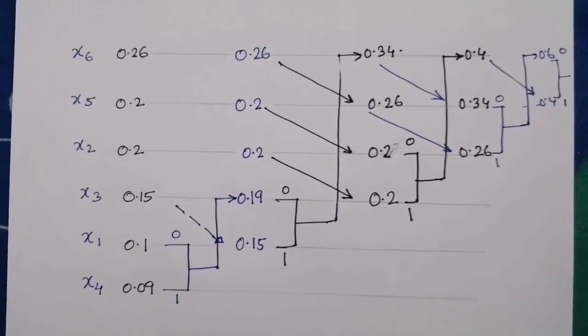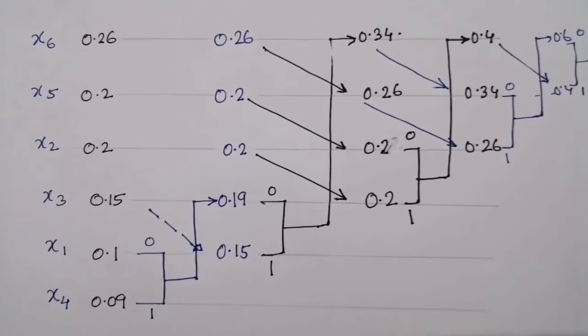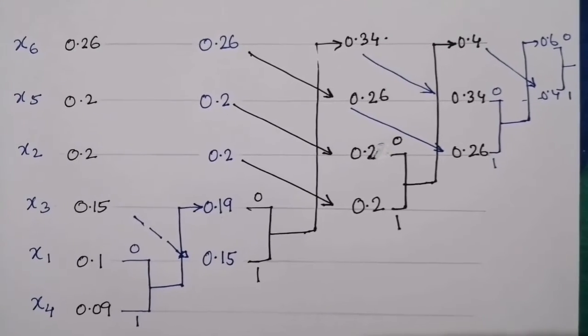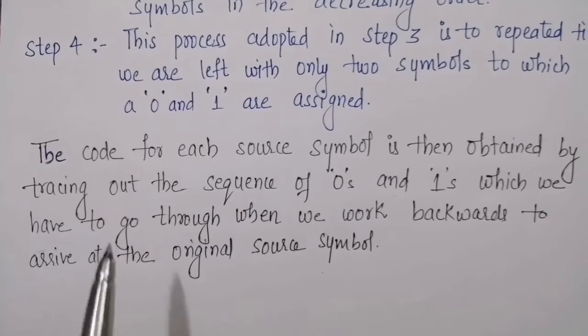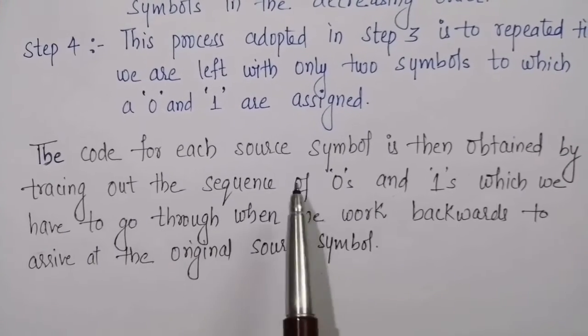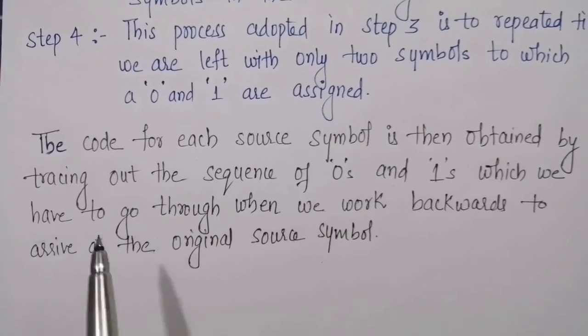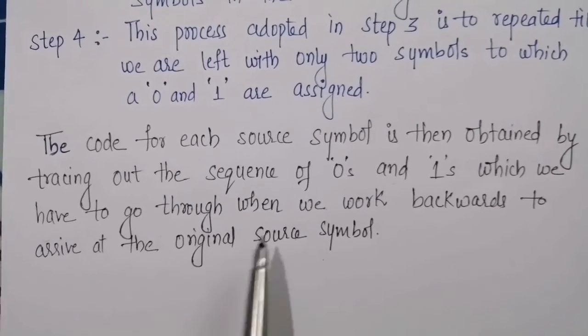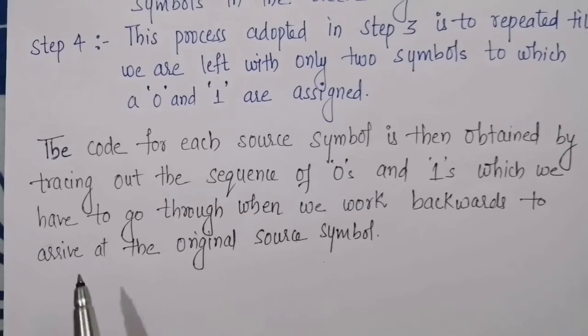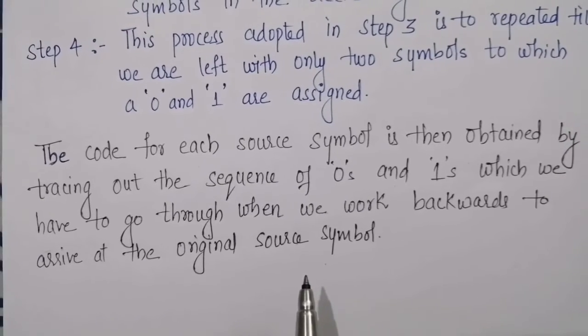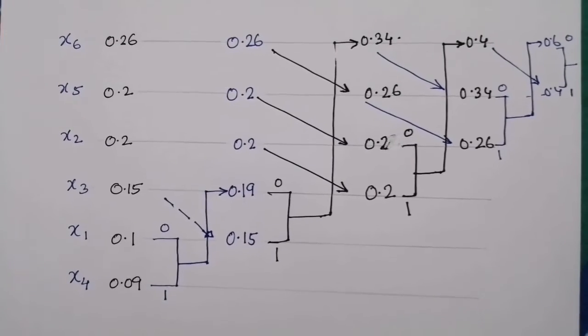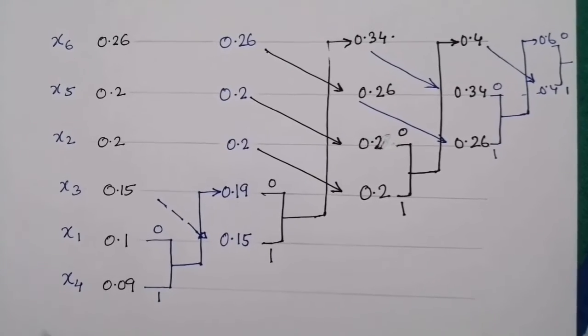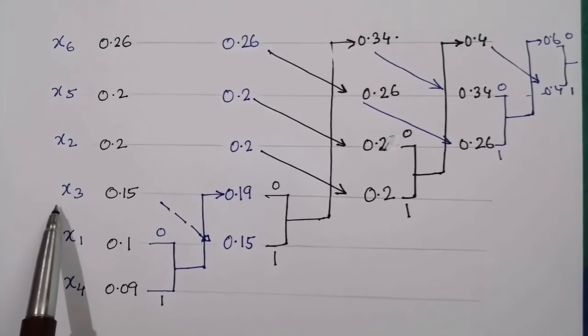Now we will check how the code is obtained by tracing out the sequence of zeros and ones in this diagram. We know that the actual procedure is the code for each source symbol is obtained by tracing out the sequence of zeros and ones, which we have to go through when we work backwards to arrive at the original source symbol. First of all, I will illustrate the tracing of the code word for the symbol x3.